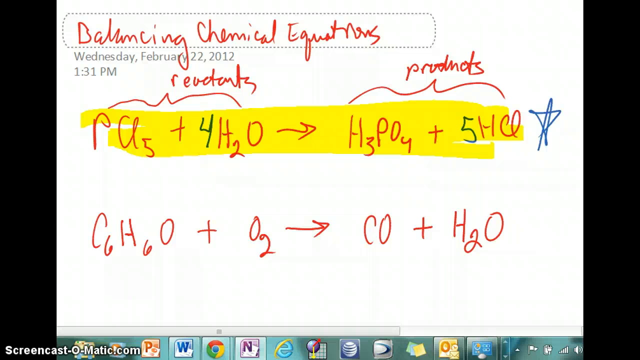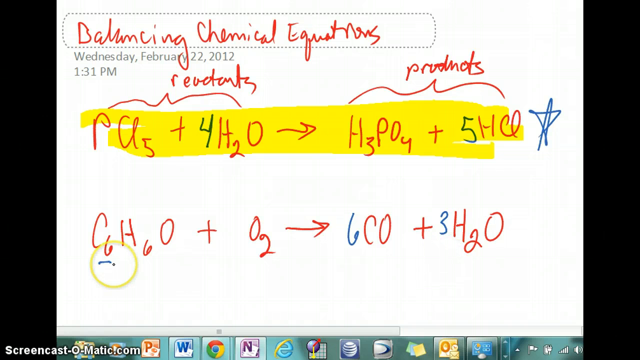Remember, we're going to try to find where there's a problem, address that, and then bounce back and forth like ping pong balls. First of all, I've got 6 carbons, and I've only got 1 there, so I'm going to put a 6 here. But let's hold off on the oxygens for a little bit. Let's also look right here. I've got 6 hydrogens. How could I make this 6? Well, if I put a 3 there, now I've got 6 on both sides.